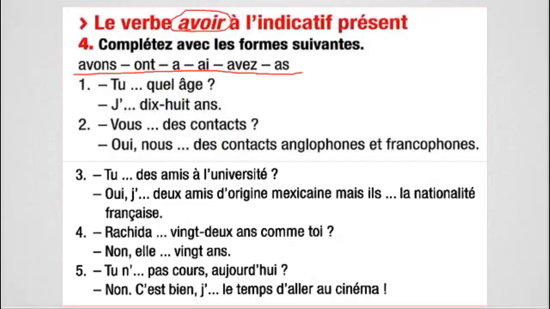La conjugaison de celui-ci. Which one? Tu as. Okay. Tu as quel âge? How old are you? And your answer? J'ai 18 ans. I'm 18 years old. Okay. The second question.